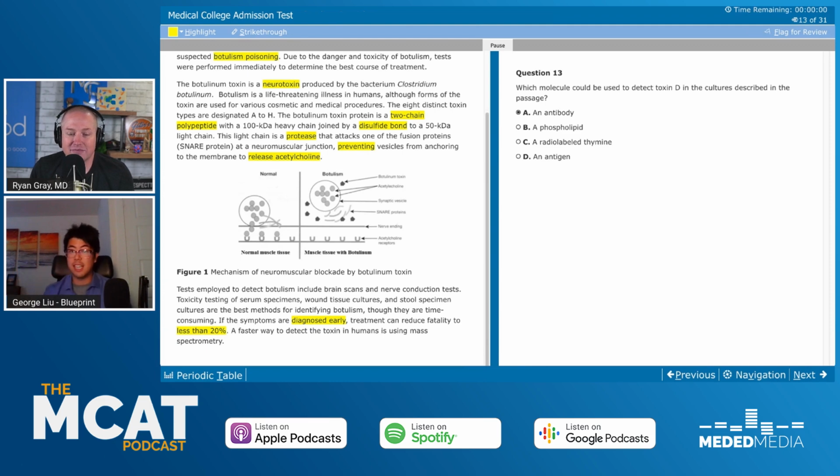So in this case, even though we want to get distracted, oh, the culture is important, oh, toxin D is important, really distill it down to the only thing that's important. How do we detect protein from these molecules that we've been given? And the correct answer would be an antibody.